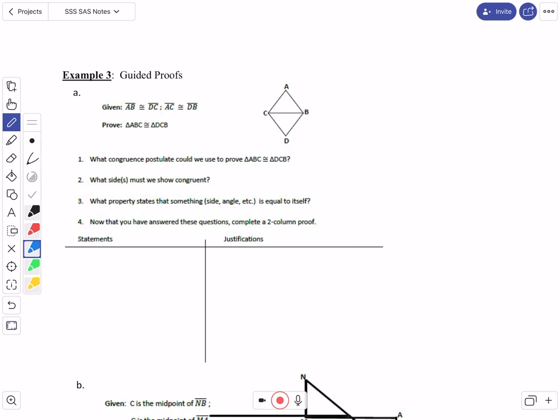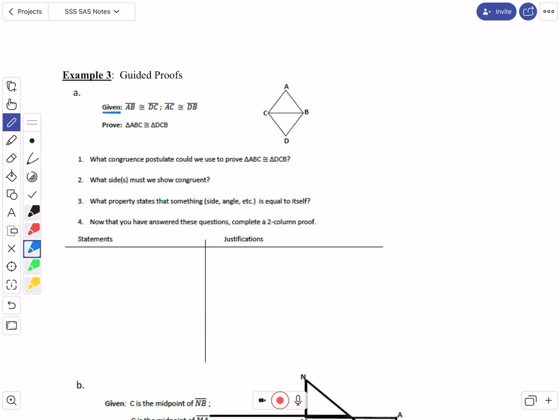It's just definitions for math and explaining is all it is. It's just kind of filling in the blank. So the first part of a proof is just the given. So you're given that AB is congruent to DC and AC is congruent to DB. And you're trying to prove that the two triangles are congruent.